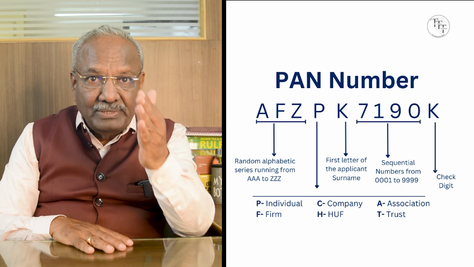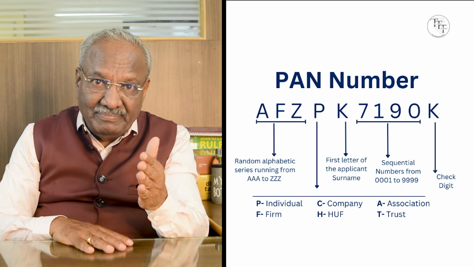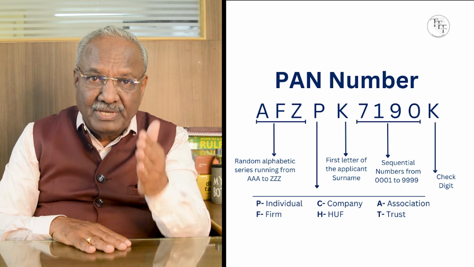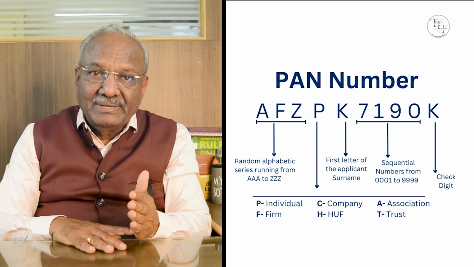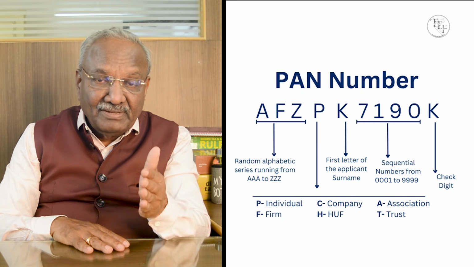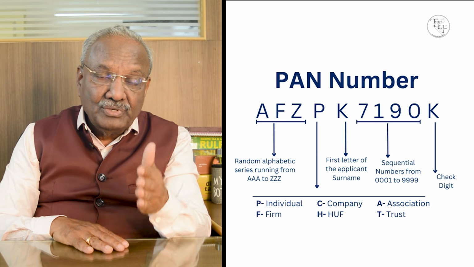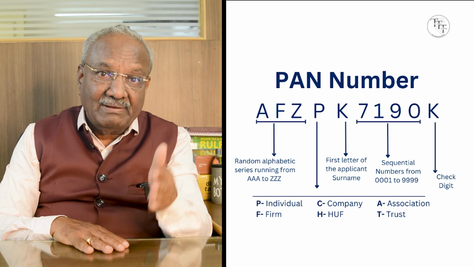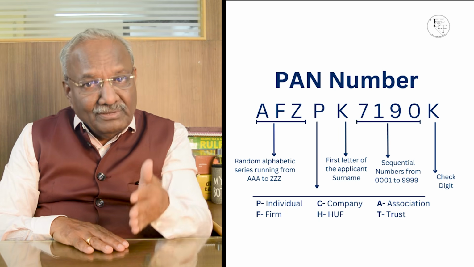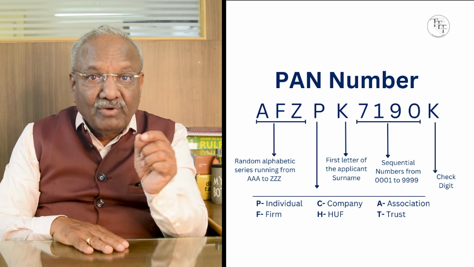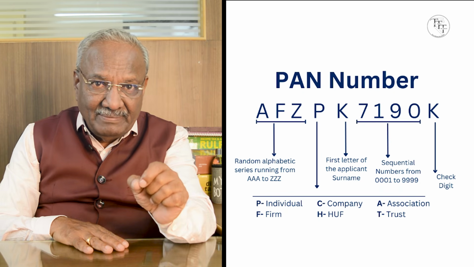That is an individual. If it is HUF, it will be H. So individual, HUF, firm, company. Then association of persons will have A. If you are an artificial juridical body, they are representative assessee. They will call R. Like that, all these codes are put over. This is a code for the status of the person.